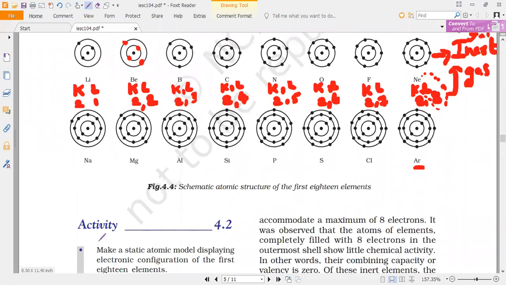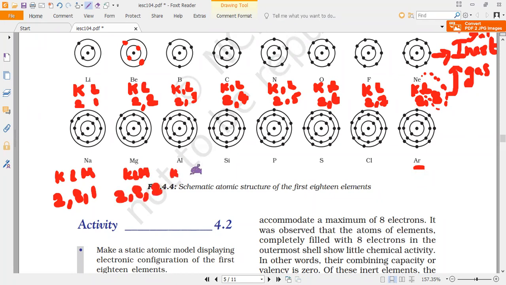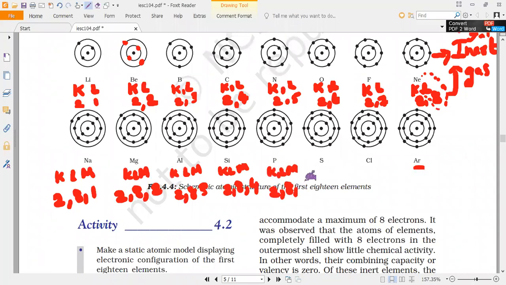Next, sodium, K L M, 2, 8, 1. Magnesium, 2, 8, 2. Aluminium, 2, 8, 3. Silicon, 2, 8, 4. Phosphorus, 2, 8, 5. Sulfur, 2, 8, 6.